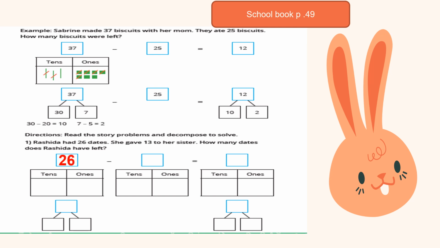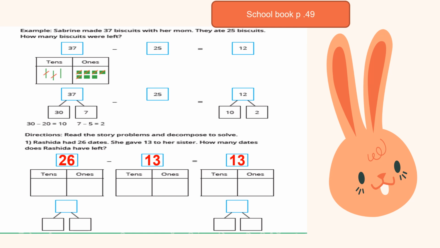6 minus 3. After 3, 4, 5, 6. How many fingers? 3. 2 minus 1 equals 1. So 26 minus 13 equals 13.